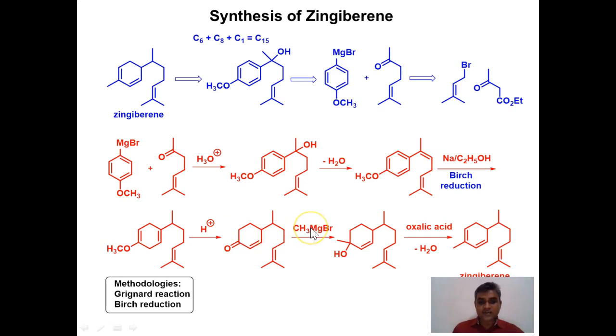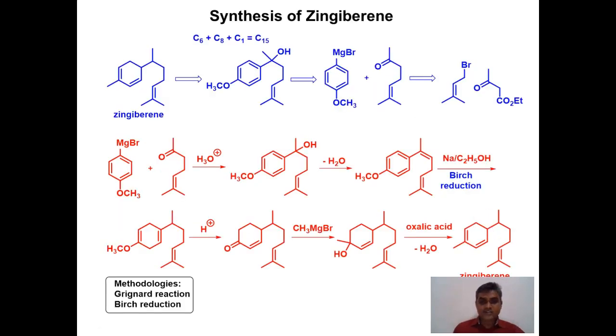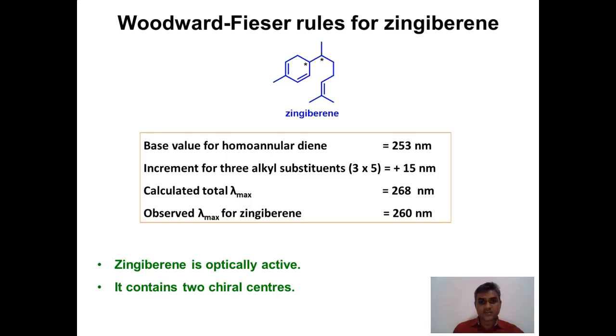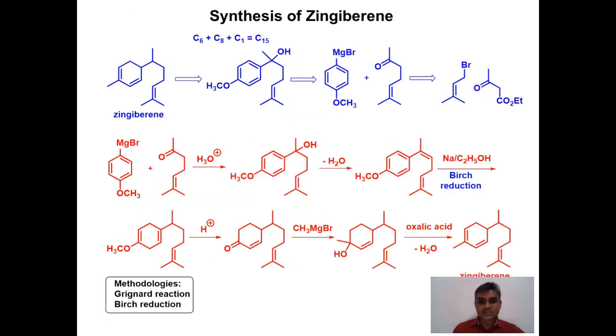Cyclohexenone is treated with the methyl magnesium bromide, and we get a 1,2 addition here, and tertiary alcohol is formed. And tertiary alcohol undergoes dehydration in presence of oxalic acid, and we get here a double bond. In this way gingiberine is formed. So we have completed the discussion on the structure determination of gingiberine as well as the synthesis of gingiberine, and here very simple experiments are performed, and therefore I hope you have understood the structure of gingiberine as well as the synthesis of gingiberine.